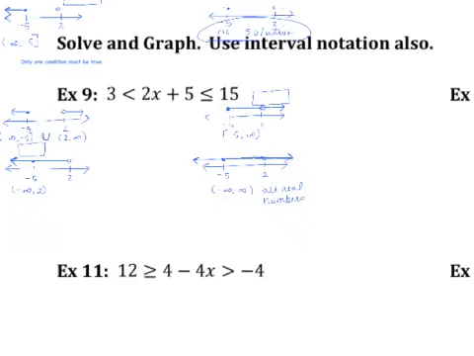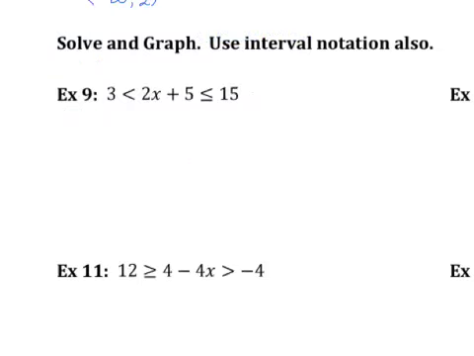Okay, so let's go through a few examples. So we're going to start with example 9. And what you see is that we have two sets of inequalities. Right here, 1, 2. So the way that we're going to solve this is just like an equation. But what happens, the middle is what determines what happens. So what happens in the middle has to happen on the ends. So we're going to subtract 5 everywhere. And then we'll divide by 2 everywhere.